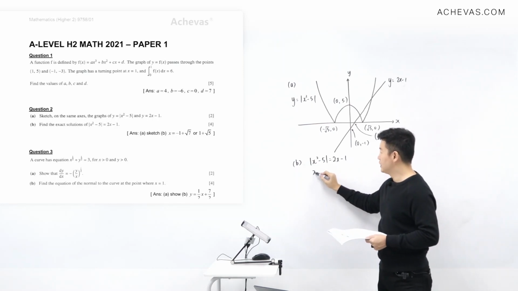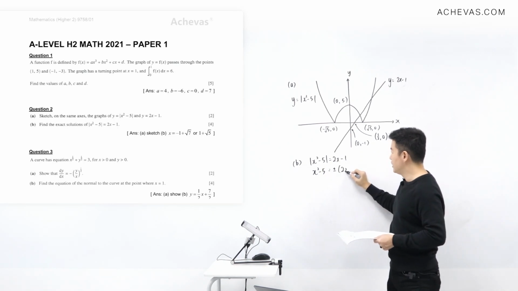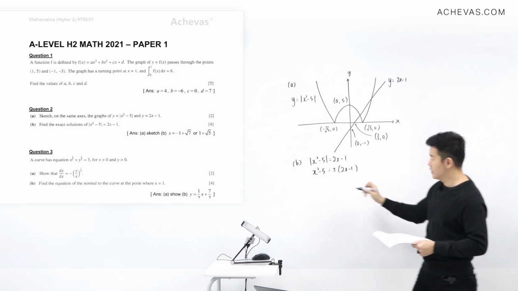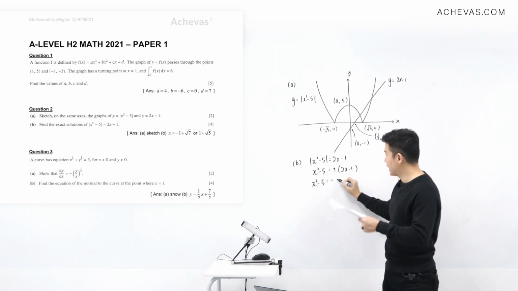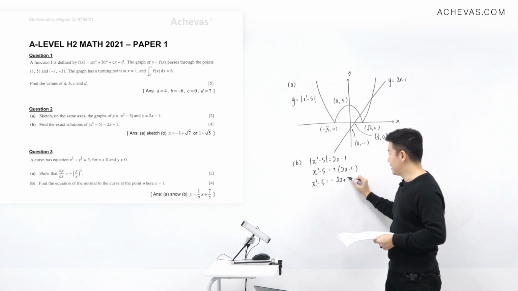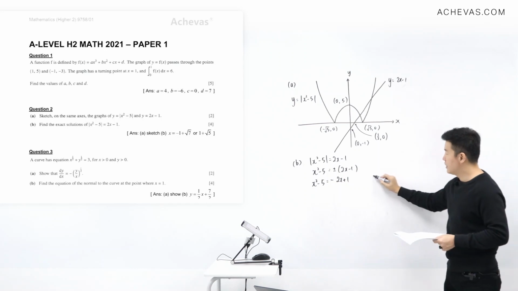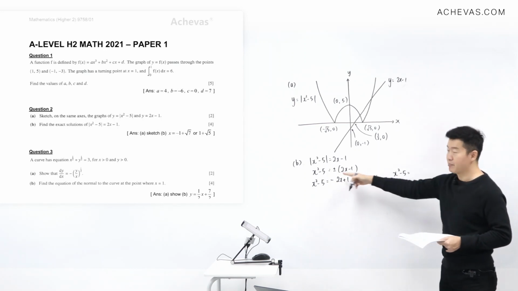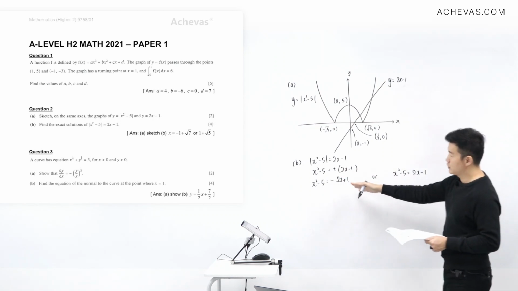So removing the modulus, x squared minus 5 is going to be equal to plus or minus 2x minus 1. I'm going to separate this into two separate equations. One will be x squared minus 5 is equal to negative of 2x minus 1, which is negative of 2x plus 1. The other one is going to be when x squared minus 5 is positive 2x minus 1. Let's try to solve this first.